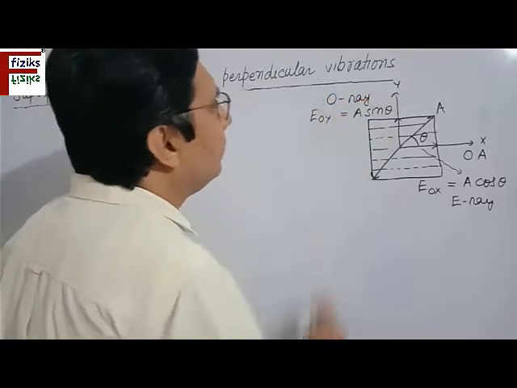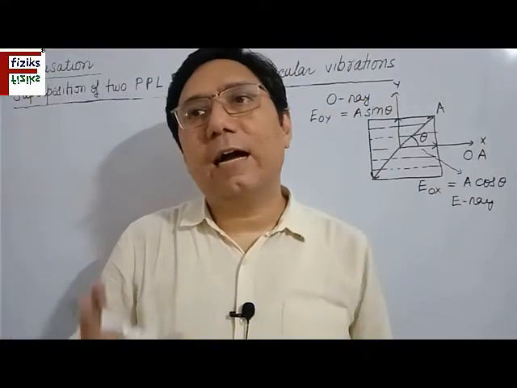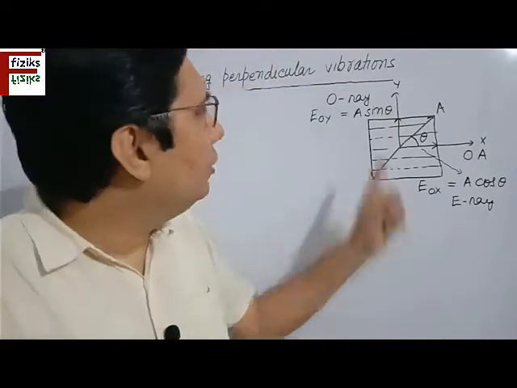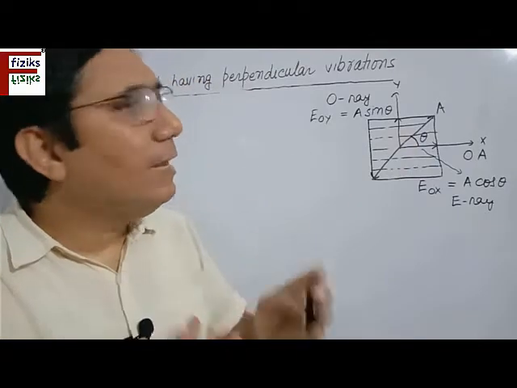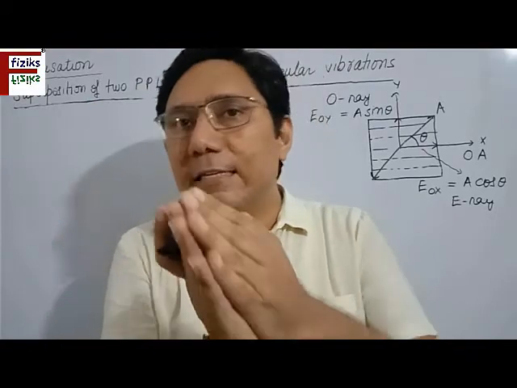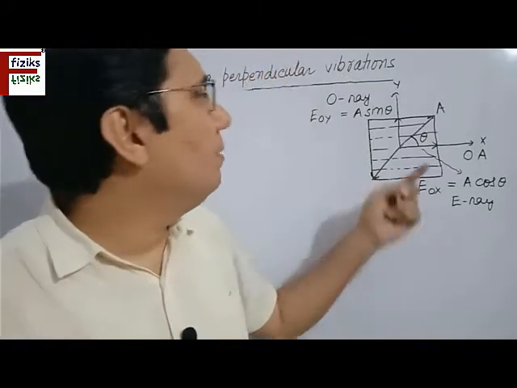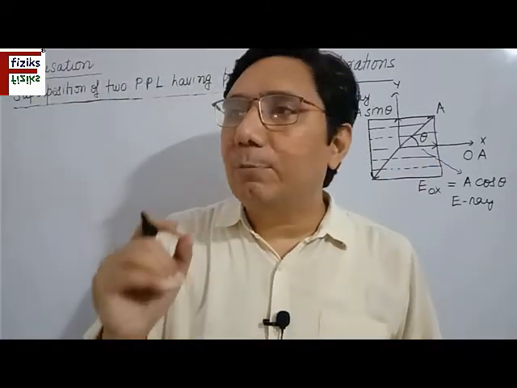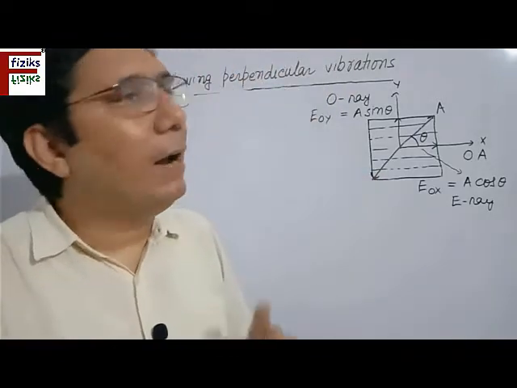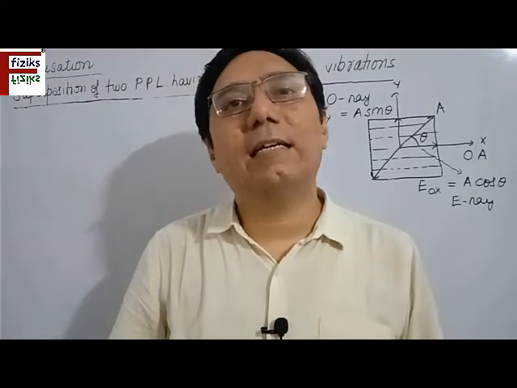So now when plane polarized light is incident on this doubly refracting crystal and the electric vibration is making an angle theta with respect to this optic axis, then this A vector, amplitude vector or electric vector, will resolve into two parts. One component will be parallel to optic axis, and this part will start acting as E ray, and one component will be perpendicular to the optic axis, and this component will start acting as an O ray.